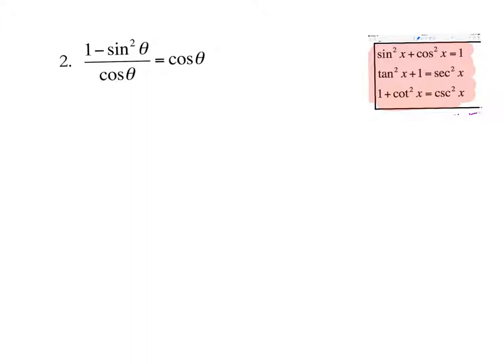So when we look at number 2, we definitely want to be working on the left side because it has more information. And I'm specifically looking at anything I could do to the top here. So that says 1 minus sine squared theta. So when I look over here, I'm looking at this one because this is the one that has sine squared in it. You have one of two options.